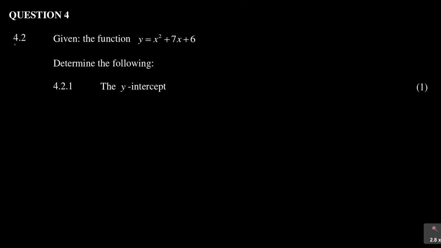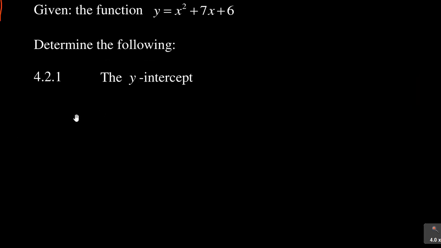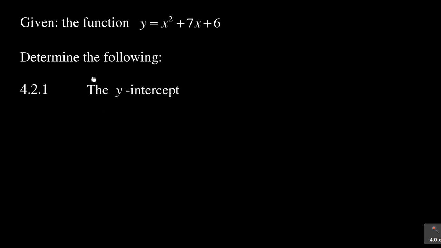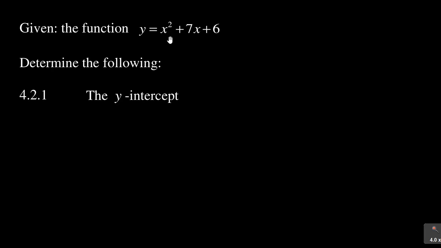Now this is question 4.2. We have done 4.1. We're now looking at 4.2, and we're given the function. So this is now graphs. This question is 1 mark, that is 4.2.1. Given the function, this is what we're given: y is equal to x squared plus 7x plus 6, and it says determine the following. We're looking at the y-intercept.